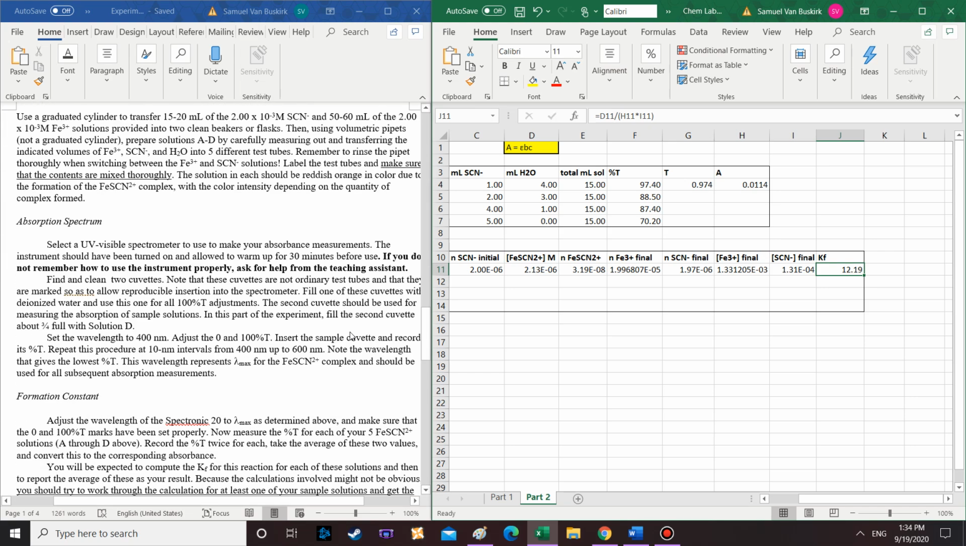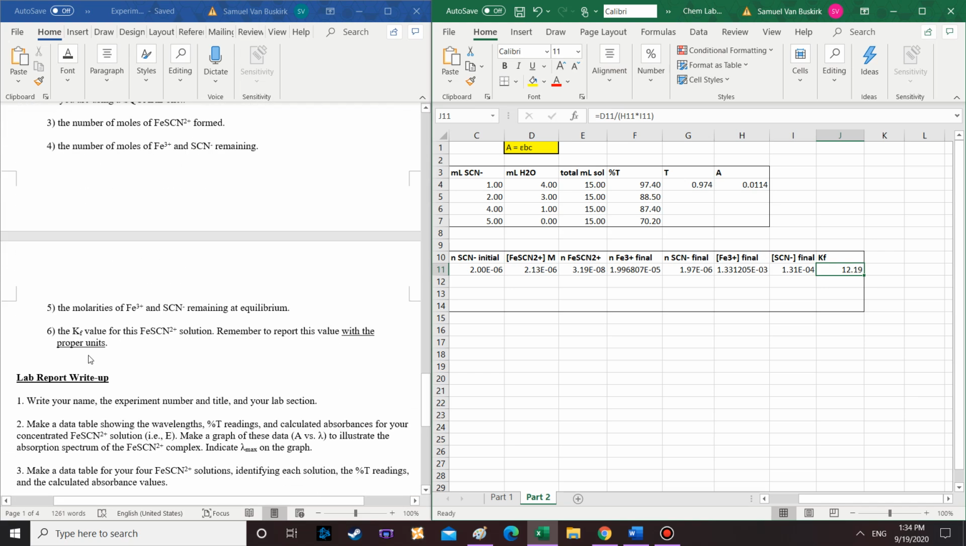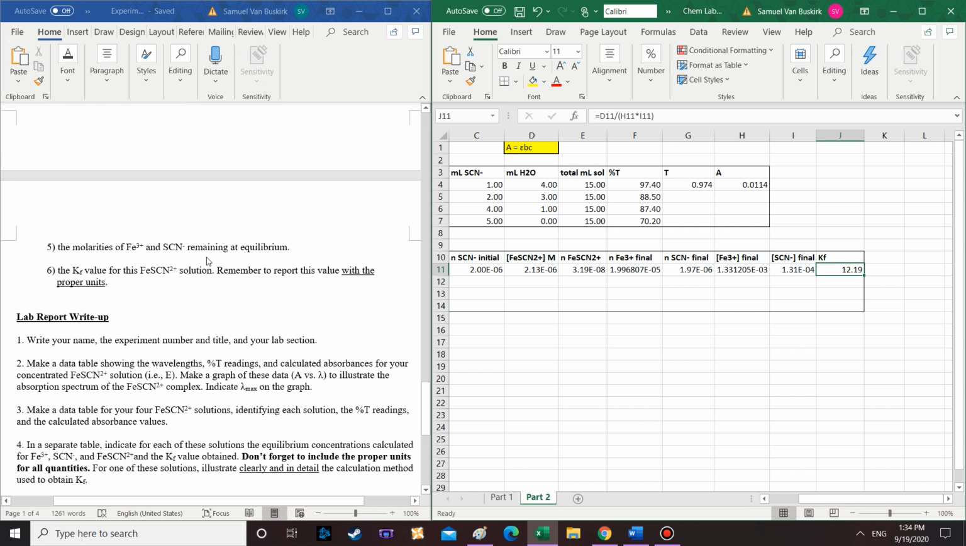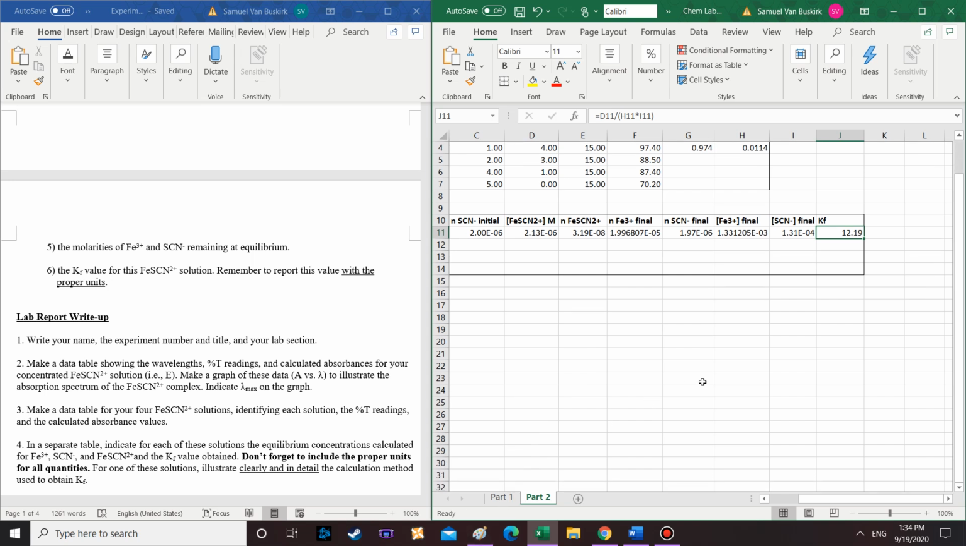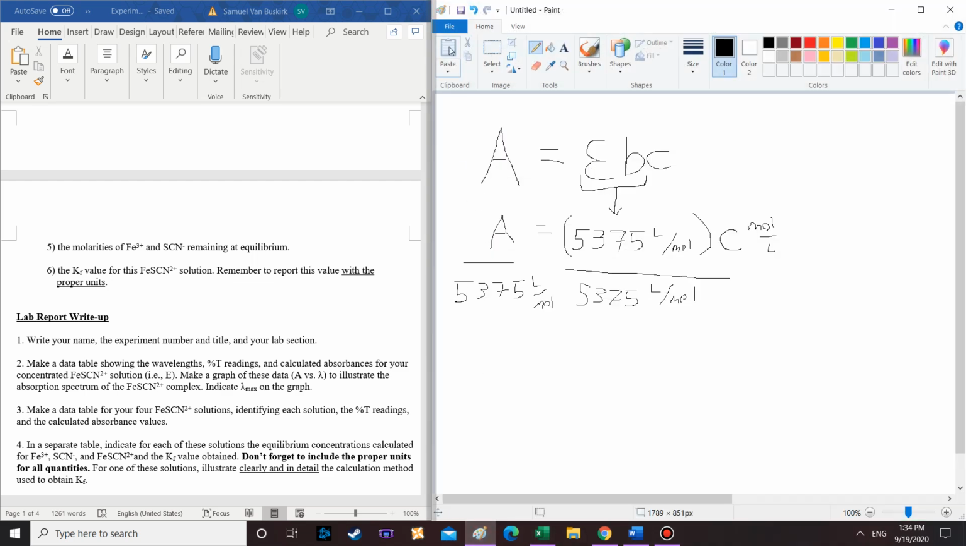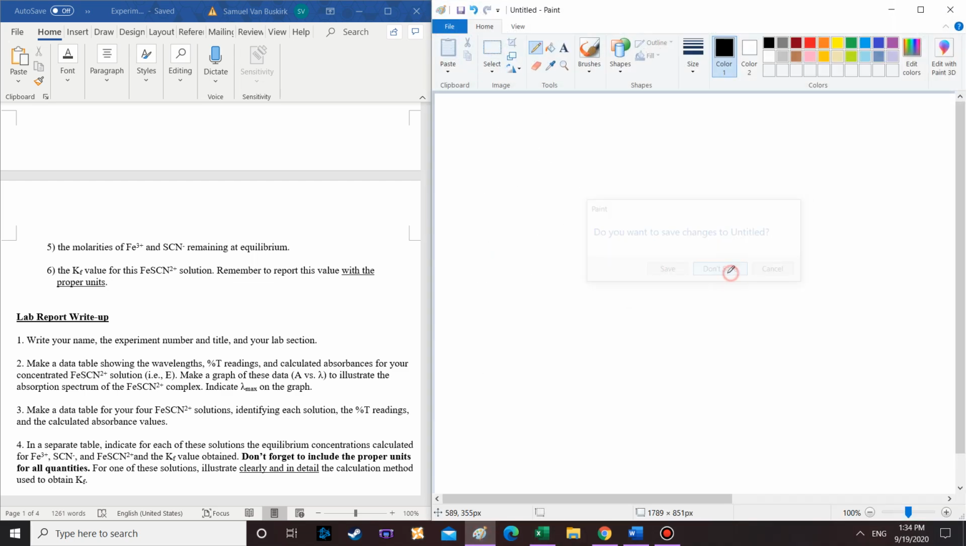As you've probably been curious about, the last step mentions that when you calculate KF, remember to report this value with the proper units. Reaction constants are always going to have weird units, and I think the best way to work through them is to literally draw it out. So I'm going to make a new sheet here. Save that.